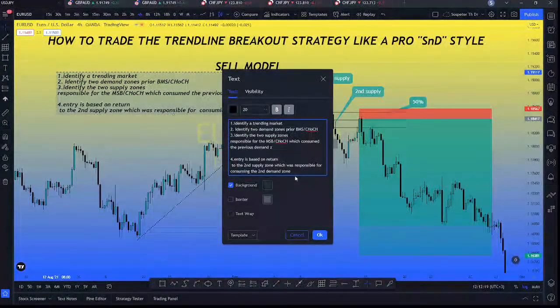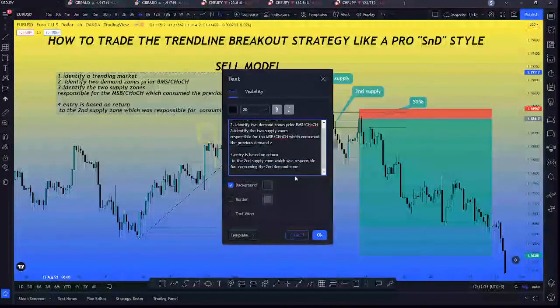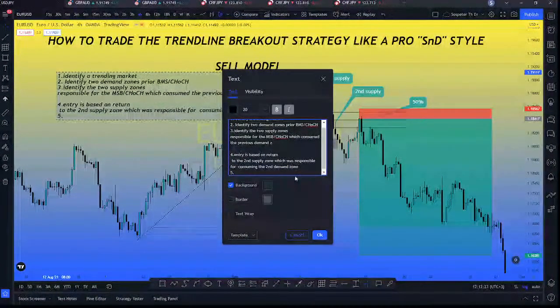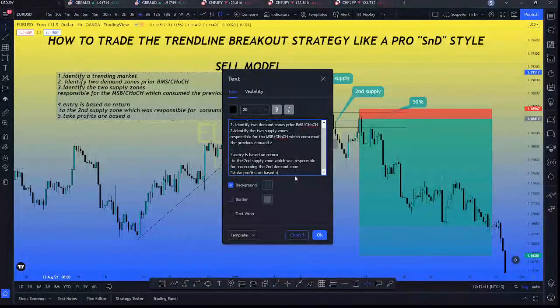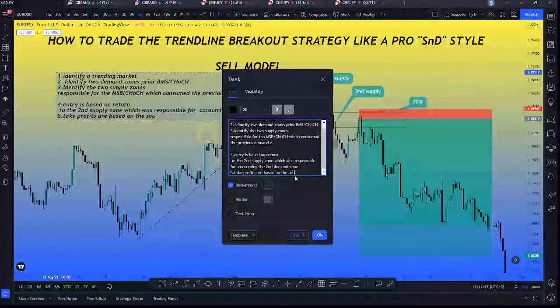And I think we're gonna add the fifth point, about taking profit. The take profits are based on what? Your take profit will be based on the source of the move.